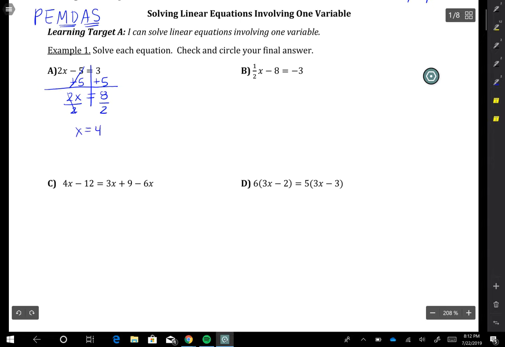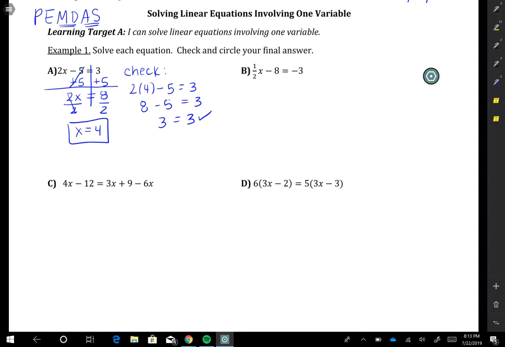To check your work, all you have to do is plug your solution in for x in the original equation and see if it works out. So does 2 times 4 minus 5 equal 3? So that's 8 minus 5, and sure enough, 3 equals 3. So I know my solution is correct.